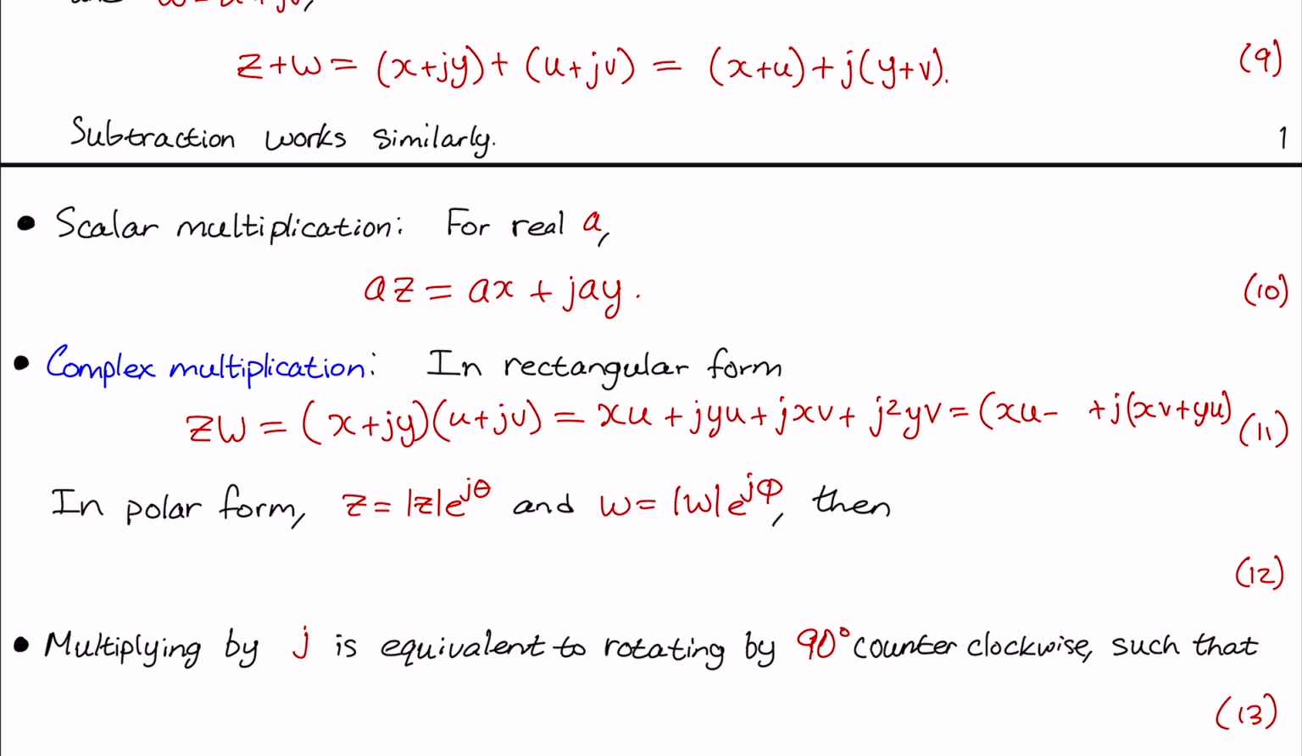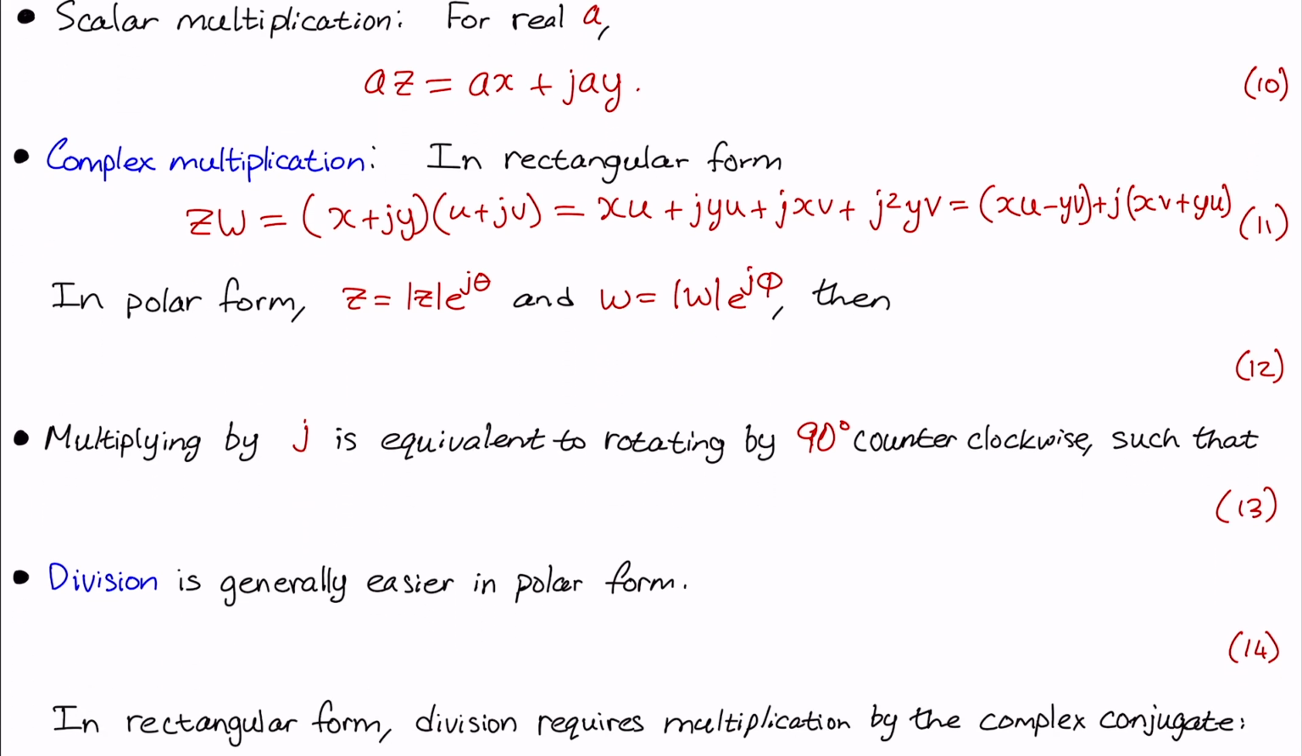This should be xu minus yv. In polar form, it's much easier to multiply things together. We'll have z times w. In this case, we just multiply the two magnitudes, and then in the exponential, we'll add their phases together.